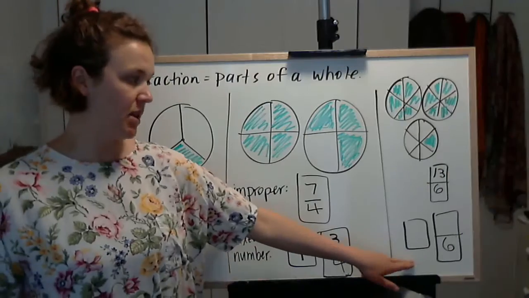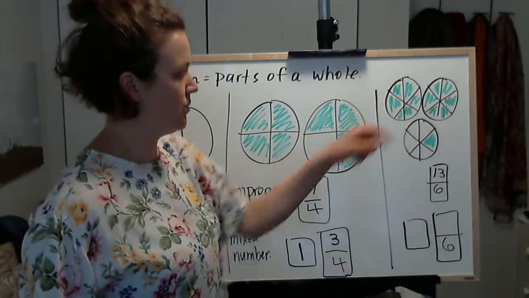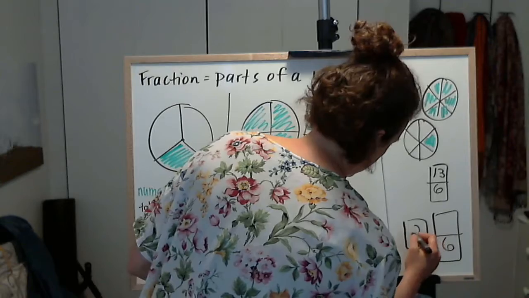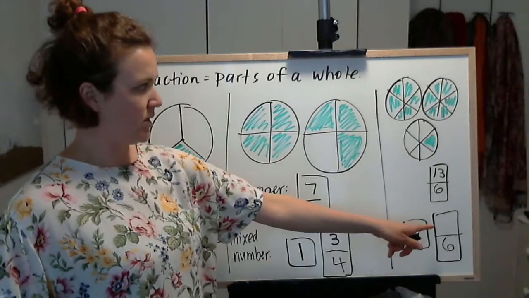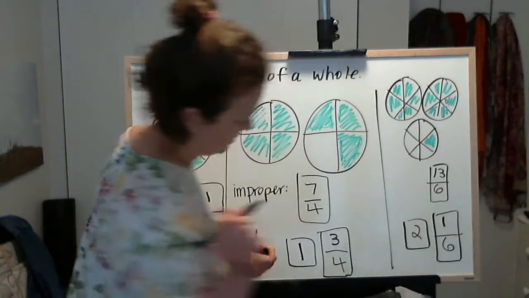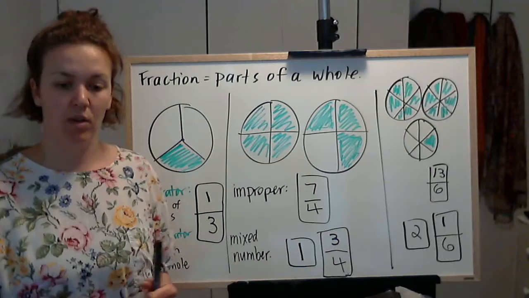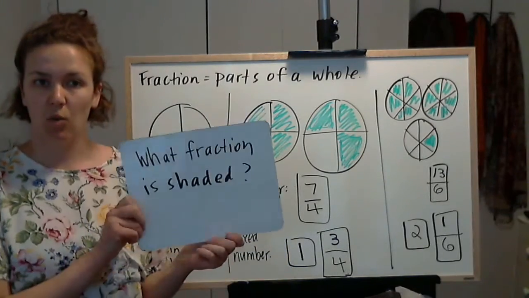And for my mixed number, count the total number of whole circles, 1, 2. And then what fraction's left besides the 2? It's 1 out of 6. So there you go. That is how you represent parts of a whole, and you figure out what part is shaded.